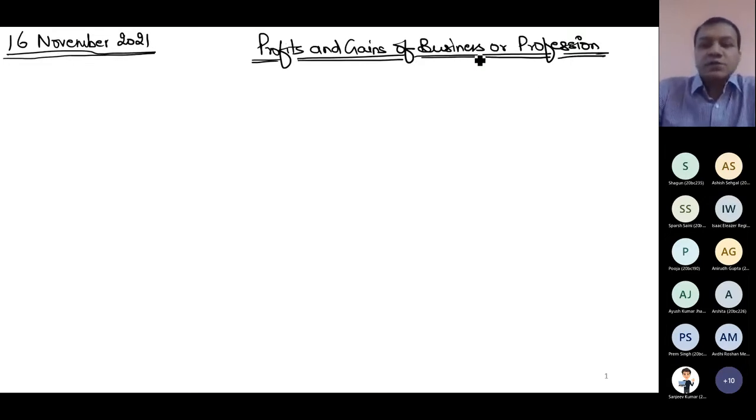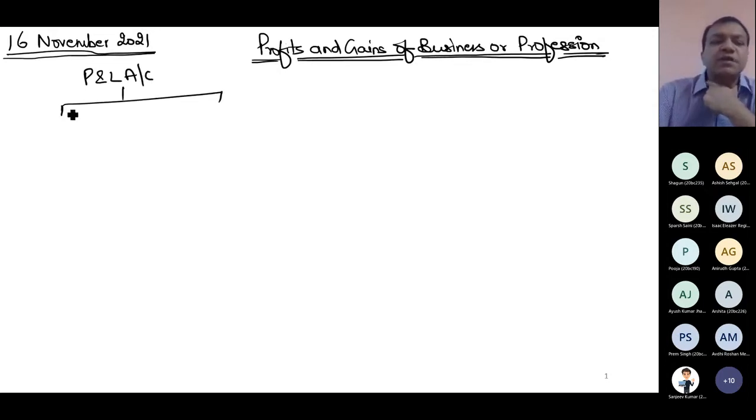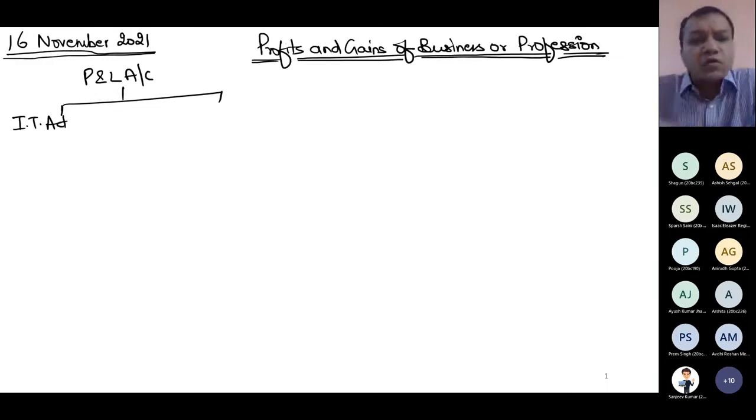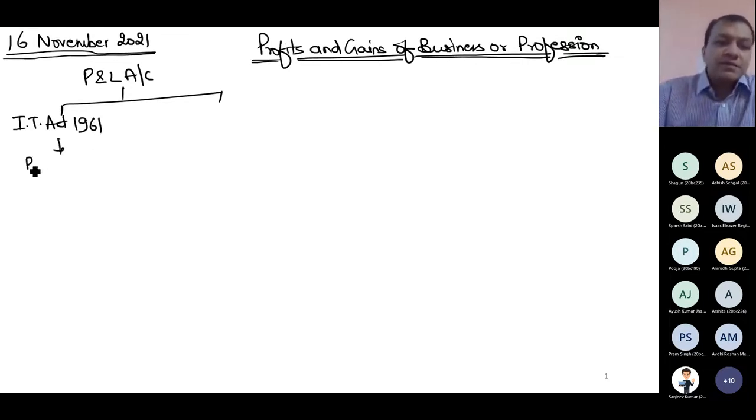Profits and gains of business or profession. So I'm starting this now. And as I told you, the P&L account is the purpose. That's it. This is the purpose of PGBP. I need to prepare the P&L account as per the provisions of the Income Tax Act. If I say IT Act, don't treat it as Information Technology Act, since I'm a teacher of tax. If I use IT Act, I am using it as Income Tax Act. And this P&L account will give me PGBP income. It can be positive or it can be negative.